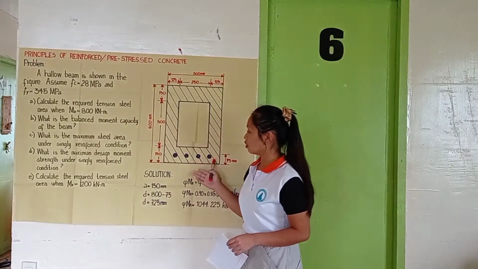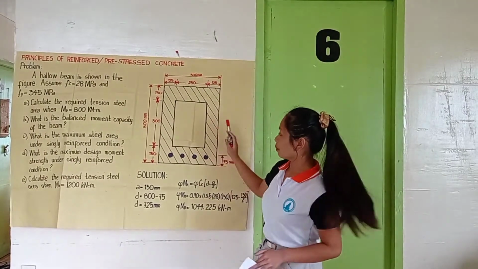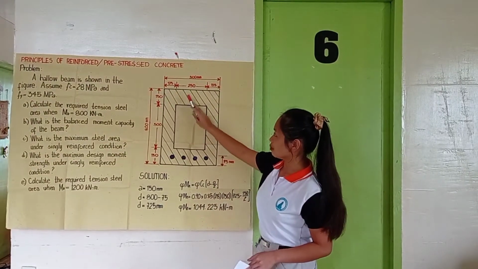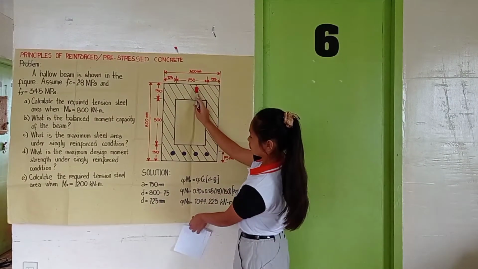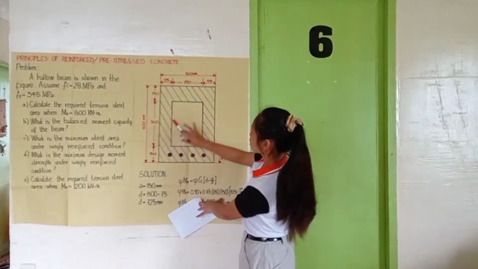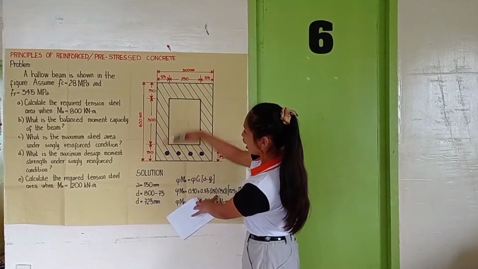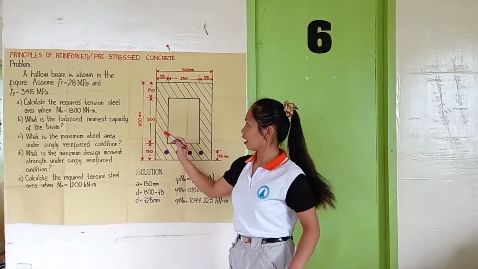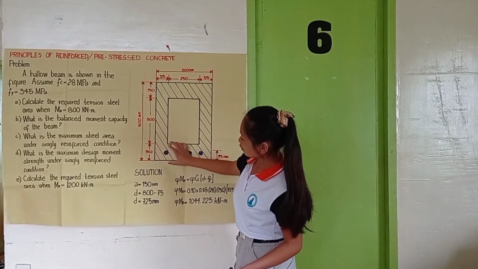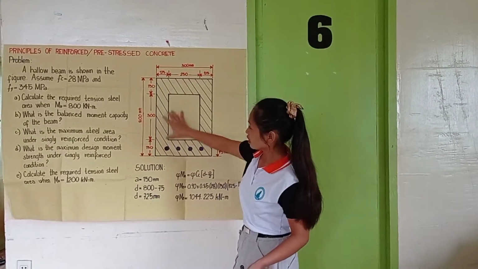So this is the figure related to my problem. In this figure, we can see that the base of the hollow beam is 500 millimeters, and this is 125 millimeters, and this is 250 millimeters. So the height of our beam is 800 millimeters, divided into 150 for the bottom part, 150 for the upper part, and 500 for this section.